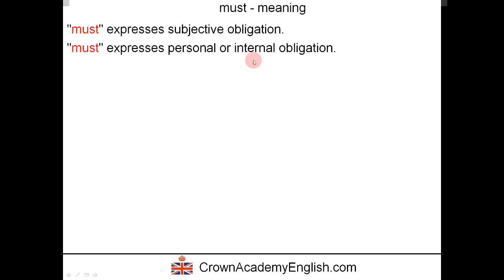Remember I said have to is external. Have to is external. It's a law or a rule from outside. Well, must is the opposite. Must, the obligation comes from you. It's internal. It's your choice. So it's not a real strict obligation, but it's an obligation that comes from you.